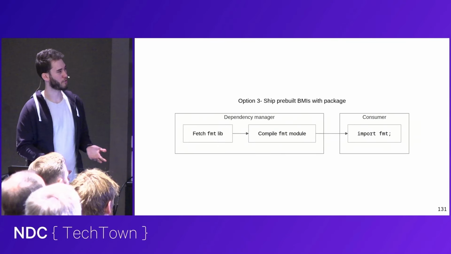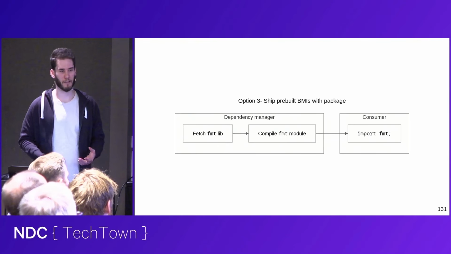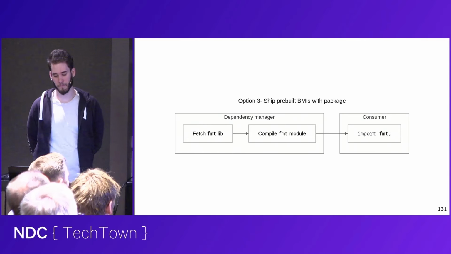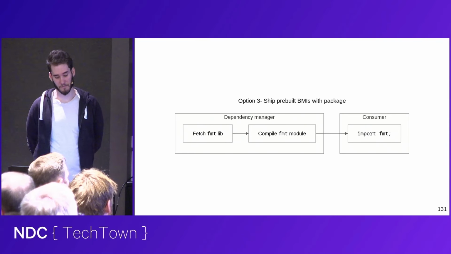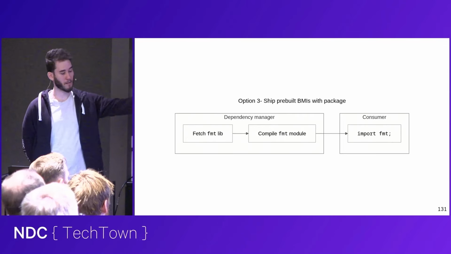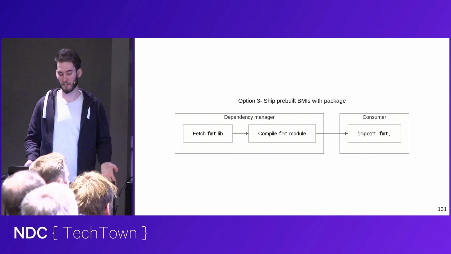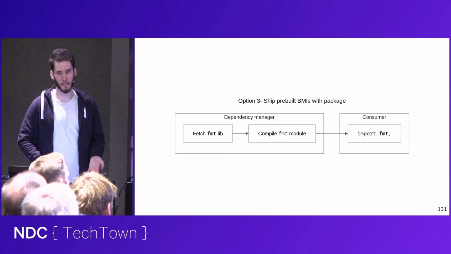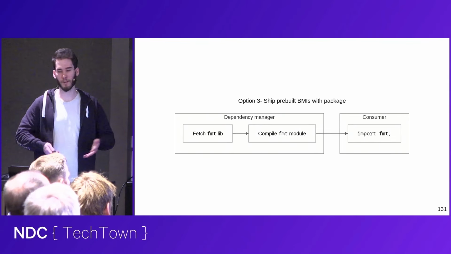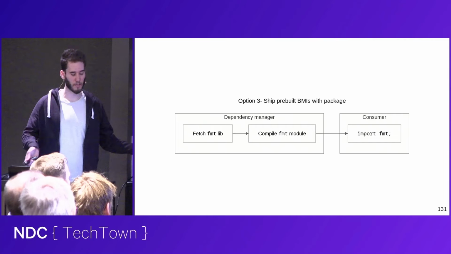And the third option, which would be the best option from a developer and consumer perspective, is just to ship the pre-built module interfaces. And how that would work is that you would just fetch the FMT library, compile the module inside of the dependency manager, and as a consumer, you just say import FMT. You don't have to worry about any of the files that were part of that library. You're just worried, I want a module. Dependency manager, please do that for me.